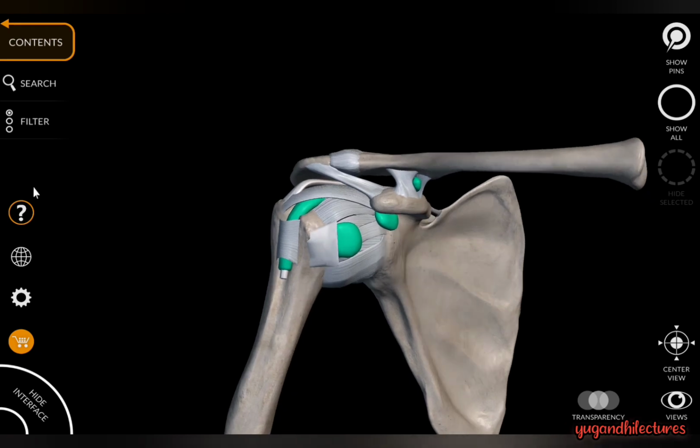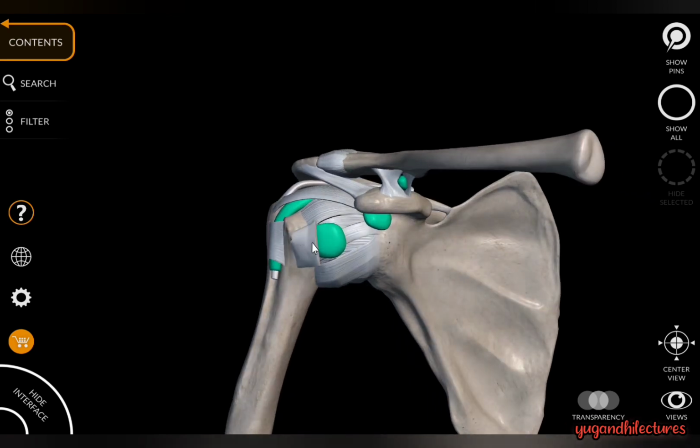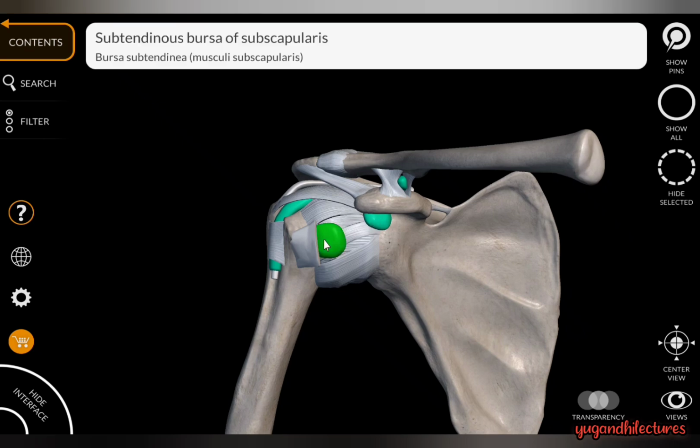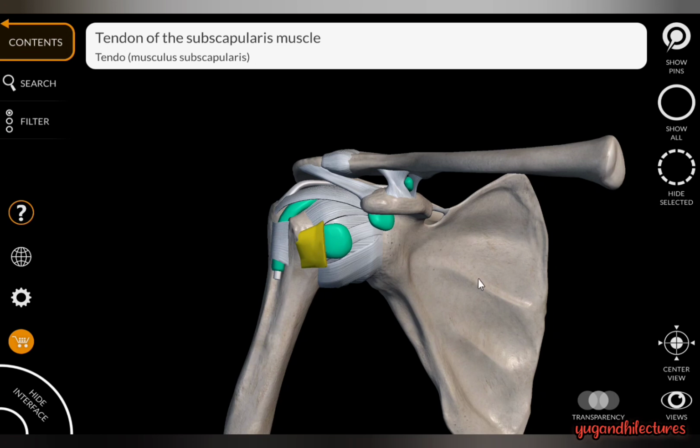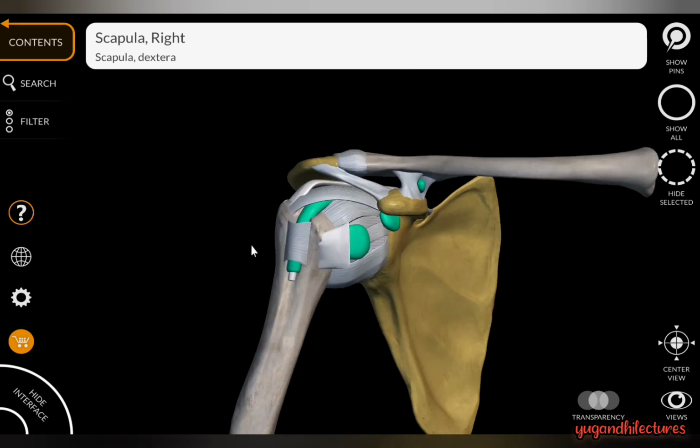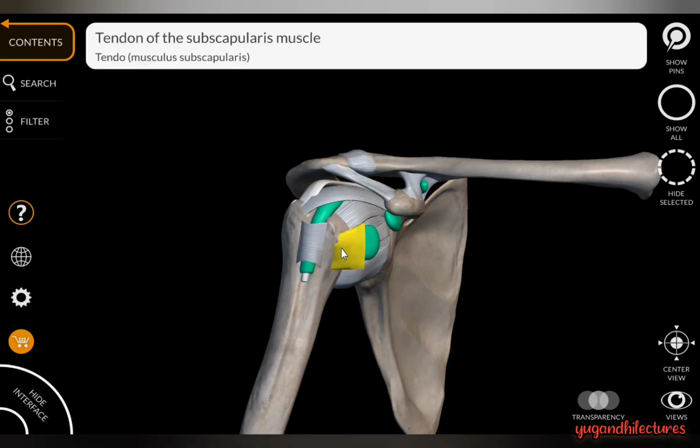The next bursa is the subtendinous bursa. This is the subtendinous bursa of subscapularis. Why so? This is the tendon of subscapularis muscle. The subscapularis muscle arises from the subscapular fossa of the scapula, that is from the costal surface of the scapula, and it gets inserted into the lesser tubercle of the humerus.